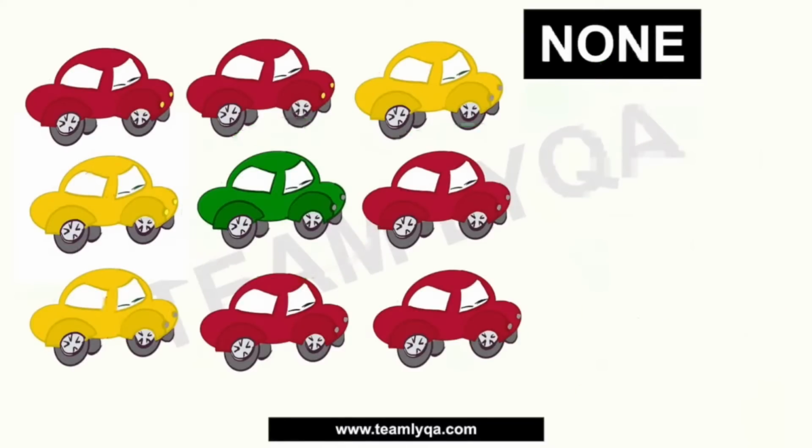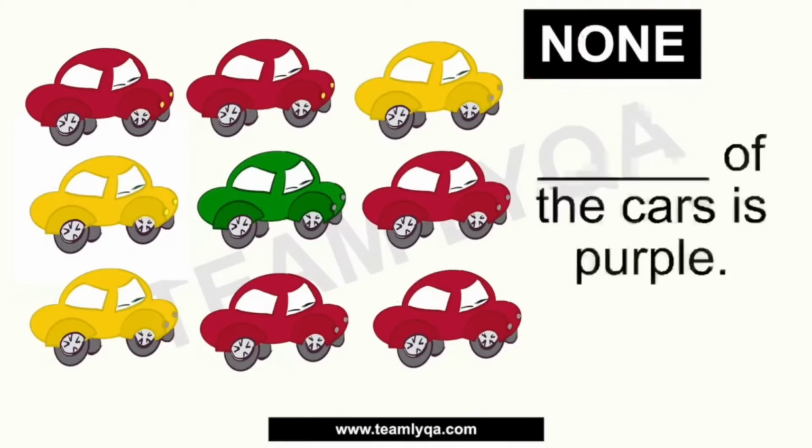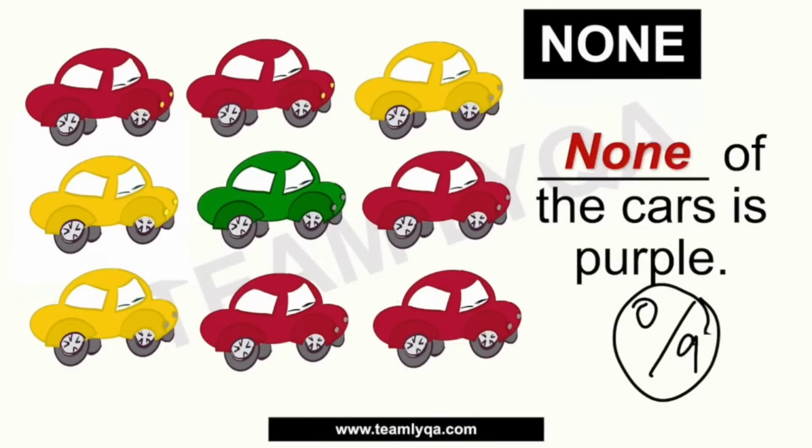Pag sinabi naman natin none, ibig sabihin nun, not even one of the items or people fit the criteria. Ibig sabihin nun, hindi pwede na may kahit isa sa kanila na pumasok sa description. So, kapag none, tandaan nyo, no one or not even one. Not one. So, 0. Sa sentence na ito, sabi, blank of the cars is purple. Tingnan natin yung mga kotse. Meron ba kahit isa dyan ang purple? Wala. So, dahil wala or 0 out of 9 ang purple, ibig sabihin, you can use none. None of the cars is purple.